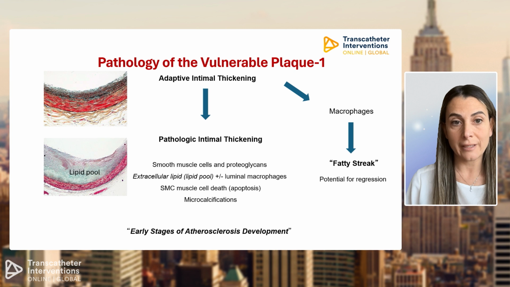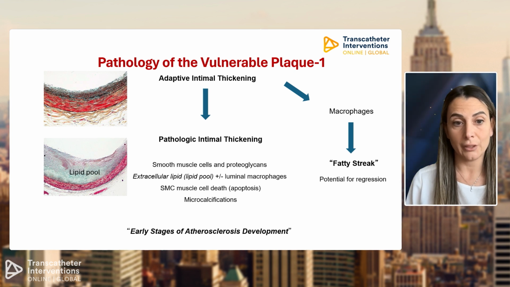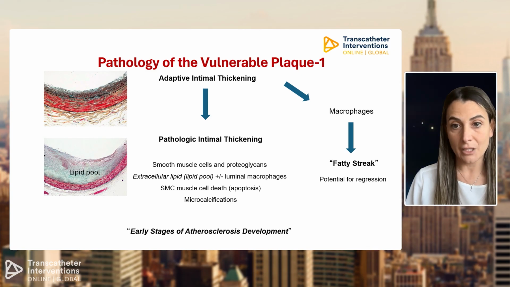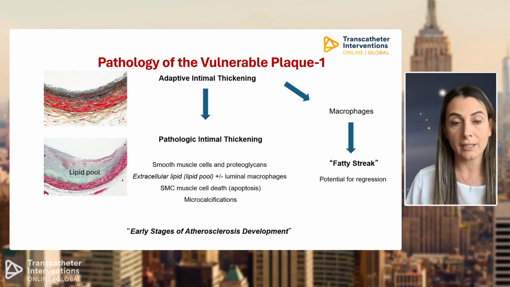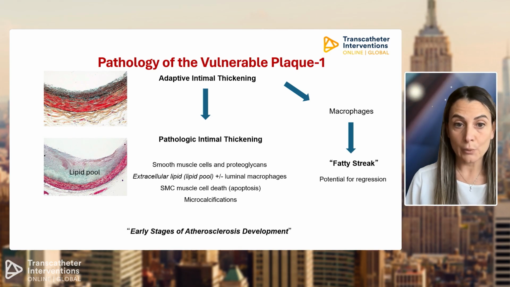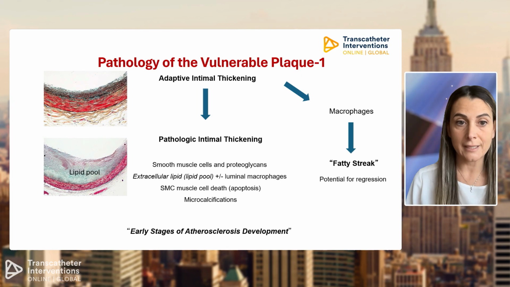And we all know that everything starts, so the early stages of atherosclerosis started with adaptive intimal thickening. So when we have accumulation of macrophages, this could lead to fatty streak, and there's still potential for regression in the fatty streak. But we can also have accumulation of an extracellular lipid pool, smooth muscle cell proteoglycans, and that's when we have a pathological intimal thickening.